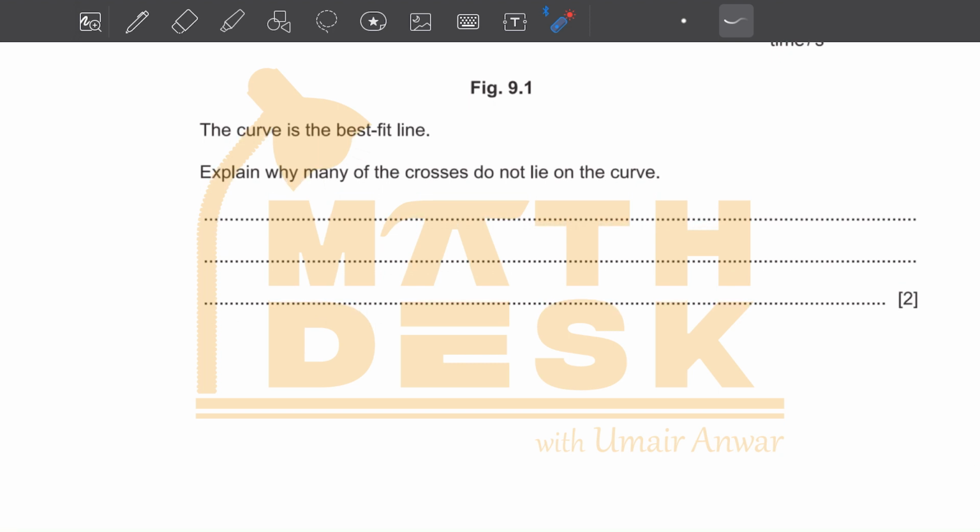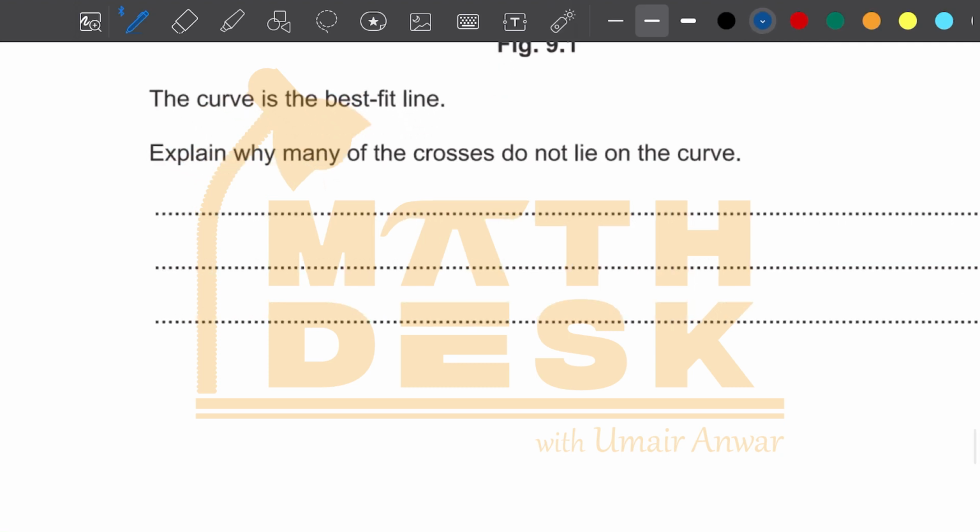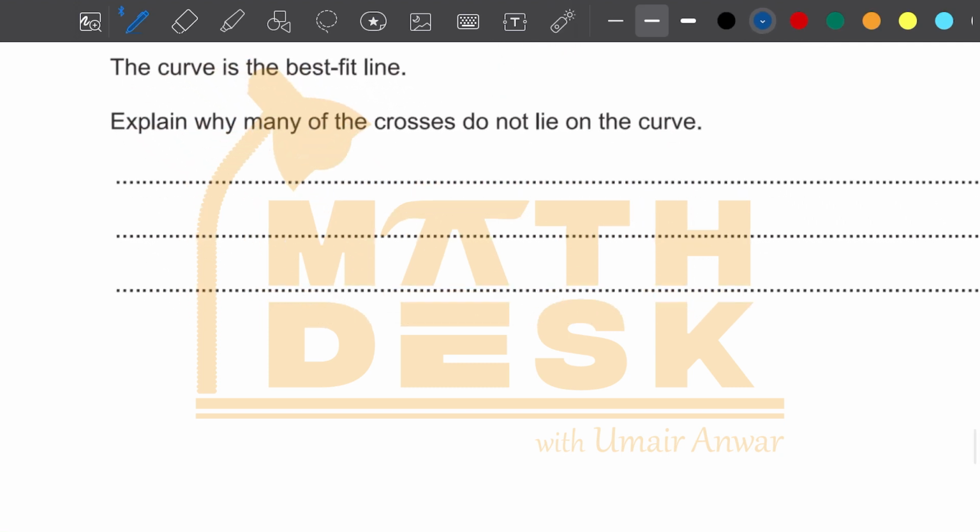So the reason for this is that radioactivity, or the radioactive emission, is a random process.